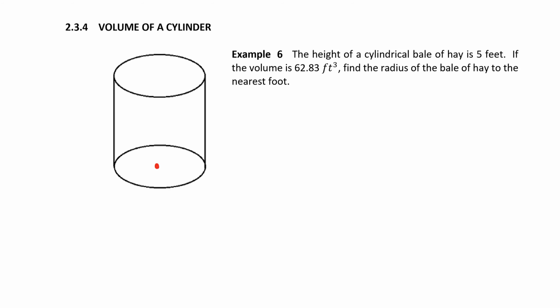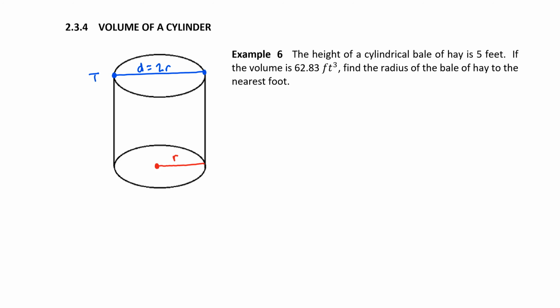Notice that the top and the bottom of the cylinder are circular. Therefore, there is a radius of the top and the bottom. The radius is the distance from the center out to the edge of that circle. Also recognize that if I look at the distance from one end of the circle to the other end, that is the diameter, or twice the radius.